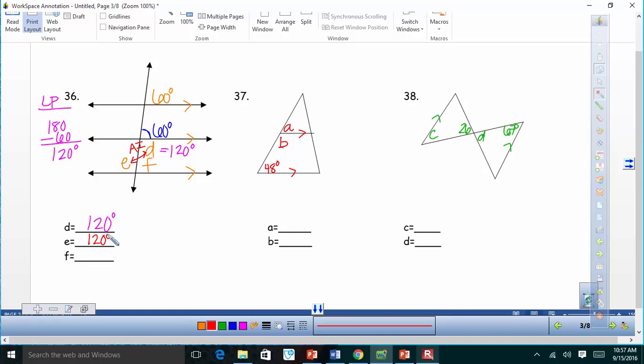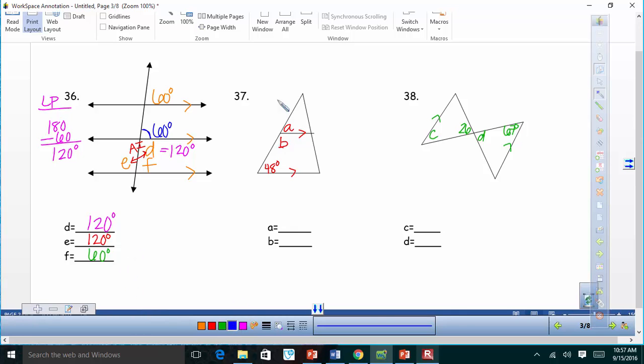Okay? So we can either look at the relationship between E and F or D and F. What are D and F? Consecutive, which means they add to 180. Okay? So if we did 180 minus 120, that would give us 60. Okay? Questions on that one?